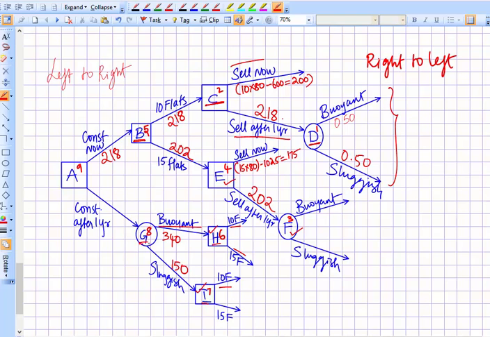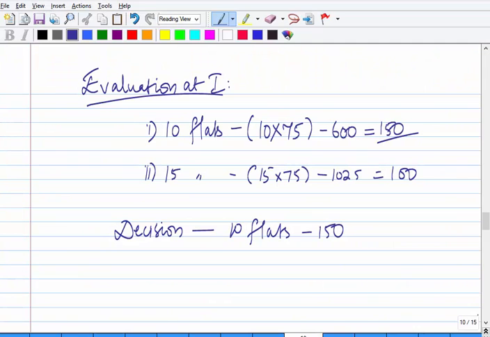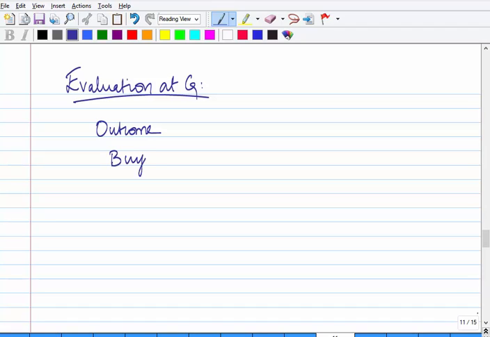We have to do the evaluation at G. At G, you have two outcomes. One is buoyant, the other one is sluggish, and the values are available, but they carry a probability, right? So we have to factor the probability. Only then we'll be able to take a right decision. So let's do that. Evaluation at G. So what happens here? At G, you have different outcomes, right? This can be buoyant or this can be sluggish, right? You can have two different sets of outcomes.